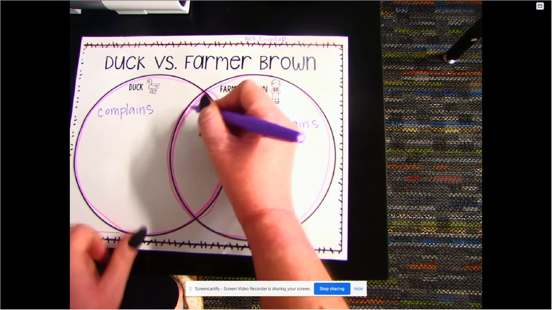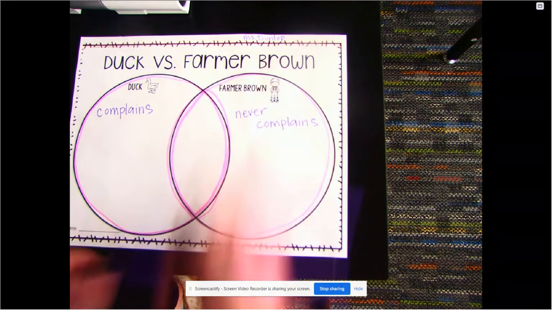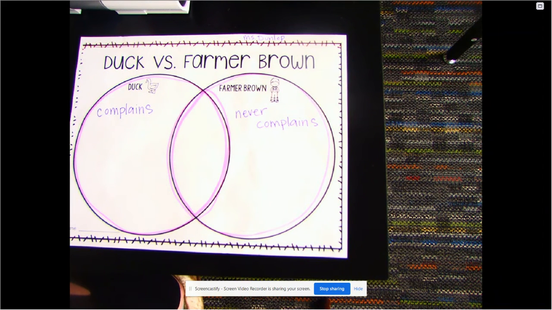So what can we say in this little area here? What can we say is true about both of them? What's the same about Farmer Brown and Duck? You know what we can say is even though Duck complains, he is still a hard worker. He gets the job done, doesn't he? And Farmer Brown is also hardworking because he gets the job done, even though he never complains about it. But I would say that they're both hard workers.